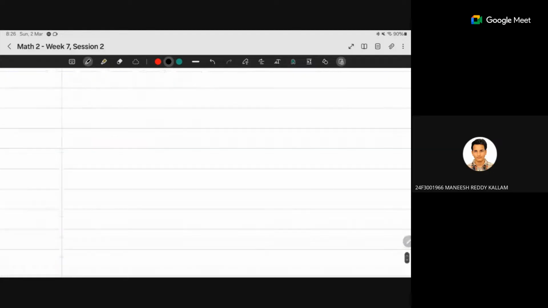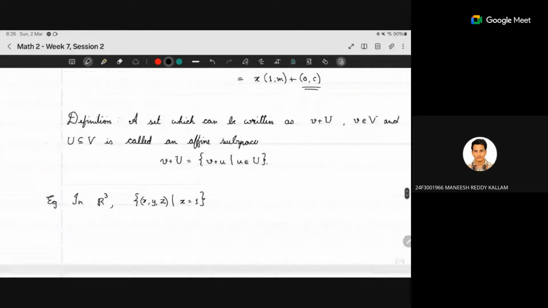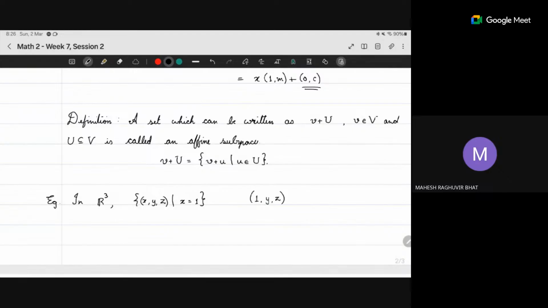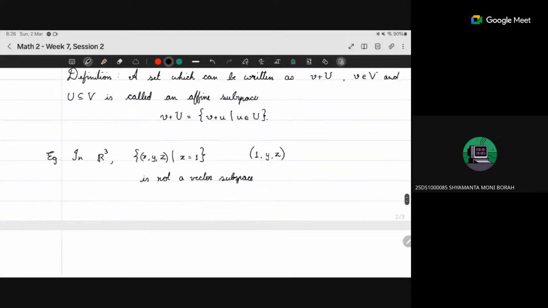Is this a linear subspace or is this a vector subspace? The points are of the form 1, y, z, no? Zero has to be there. Zero, zero, zero is not. So this is not a vector subspace, simply because 0, 0, 0 is not there, as many of you have pointed out.